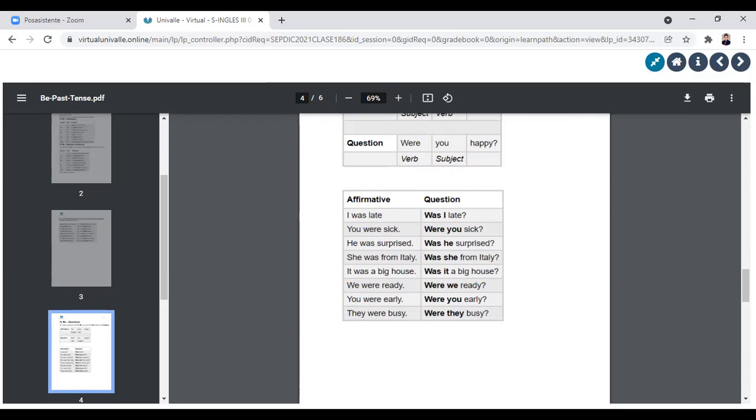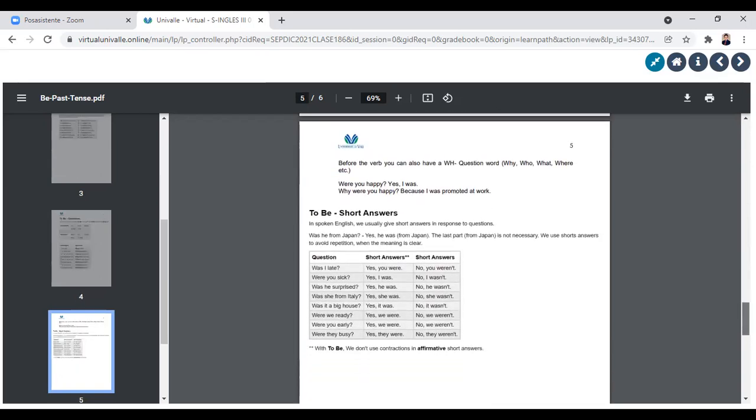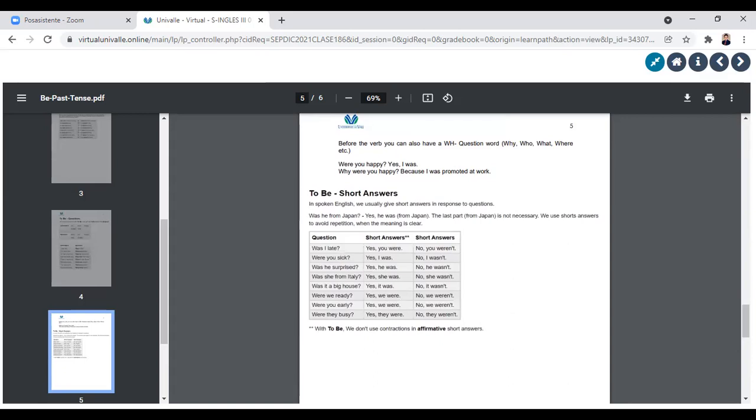It was a big house. Was it a big house? We were ready. Were we ready? You were early. Were you early? They were busy. Were they busy? Also, guys, before the verb, you can add WH question words such as why, who, what, where, etc. Were you happy? Yes, I was. Why were you happy? Because I was promoted at work.